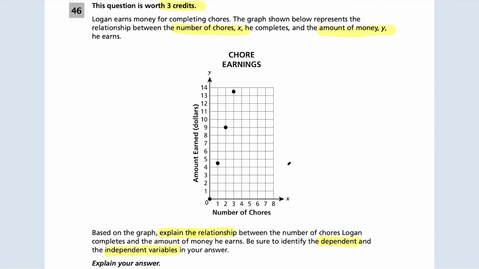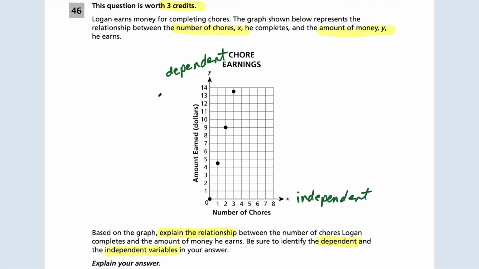So one thing we could get out of the way right away is that X is the independent variable and Y is the dependent variable. Now, if this is information that you just don't have memorized, one thing you could do through analysis is just think about it. How much money Logan earns depends on how many chores he does. So that's why this would be the dependent variable. The amount of money that Logan earns depends on how many chores he completes.